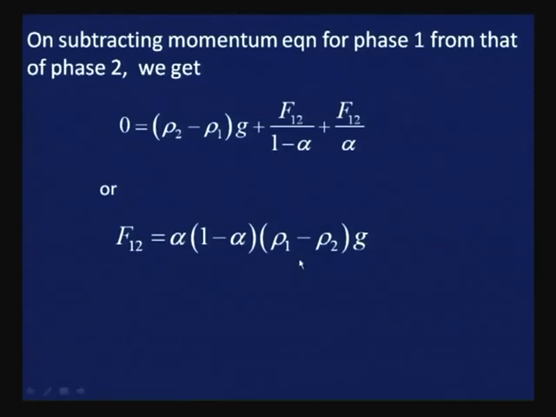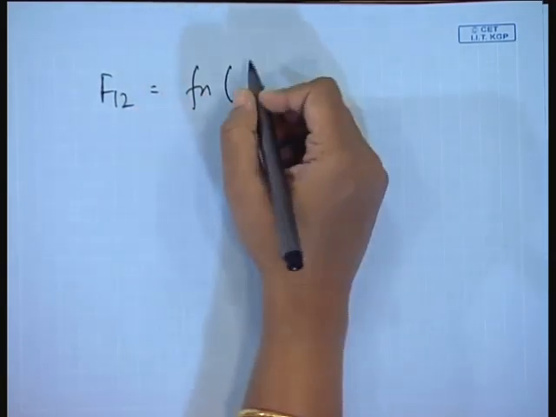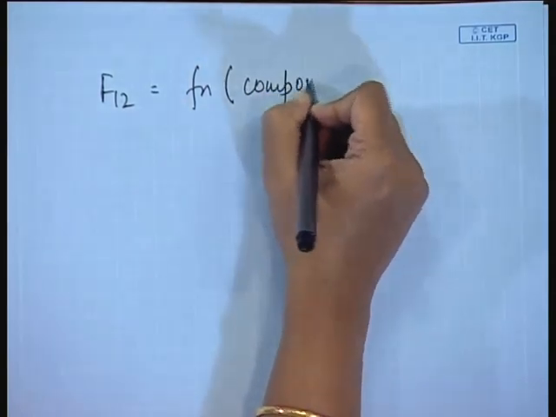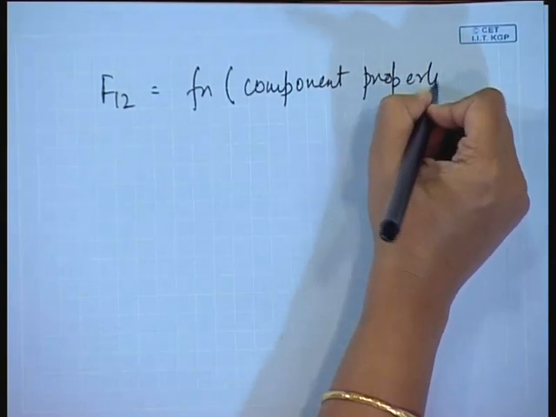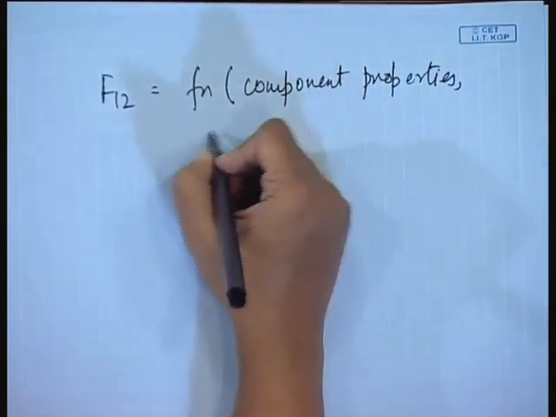Agreed? And from this equation, what do we find? This equation, which has been obtained as a balance between buoyancy and fluid dynamic drag, tells us that F12 is a function of what? Component properties, and void fraction. Naturally void fraction is a function of interfacial geometry, and it also has to depend upon the relative motion, isn't it? From this equation we get that F12 is a function of component properties. If you see it logically, you will find that these are the things on which F12 depends. Then it has to be void fraction.